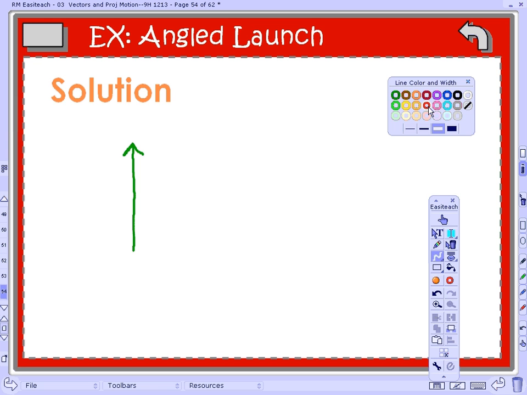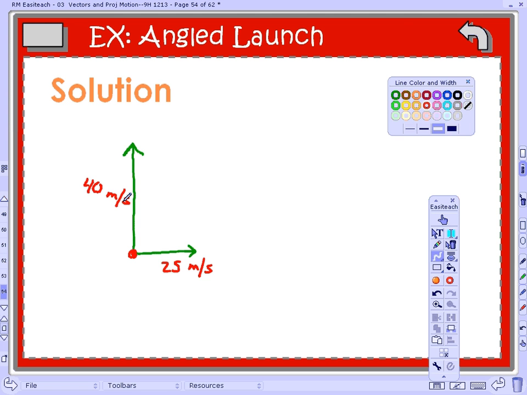And I believe part A just asks, what is the launch speed? Is that correct? Yes. Okay. So I'm going to label these. This is 25 meters per second. It's good to put the units in so that you don't mix it up.